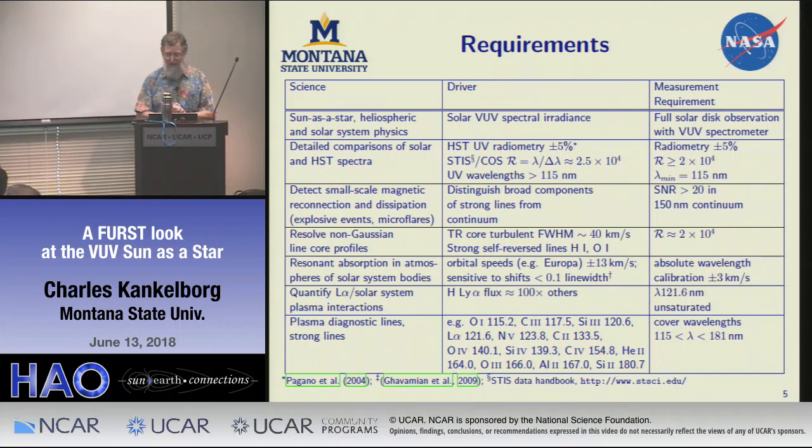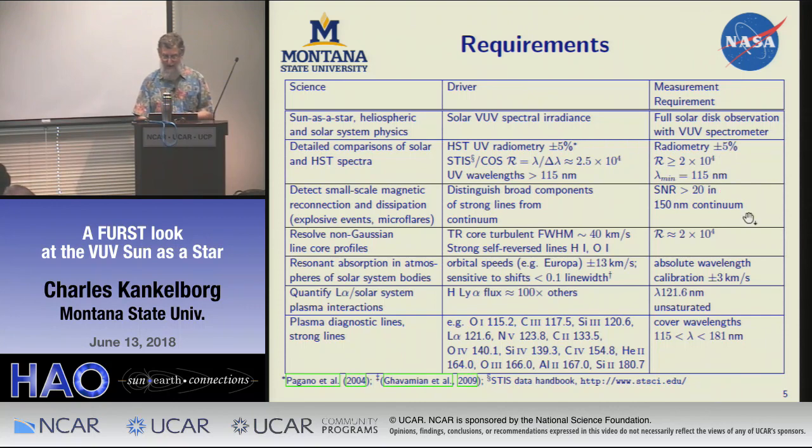But as we came up with this project, we came up with a number of requirements. One is that we wanted accurate radiometry, plus or minus around 5%, so that it would be worth comparing with the Hubble data to put the sun in its context with other stars. We wanted spectral resolution of 10,000 or greater. Here I've written 20,000, mainly because we managed to do that with the design, not because we really would have to have 20,000. Even 10,000 would give us a lot of information on line profiles.